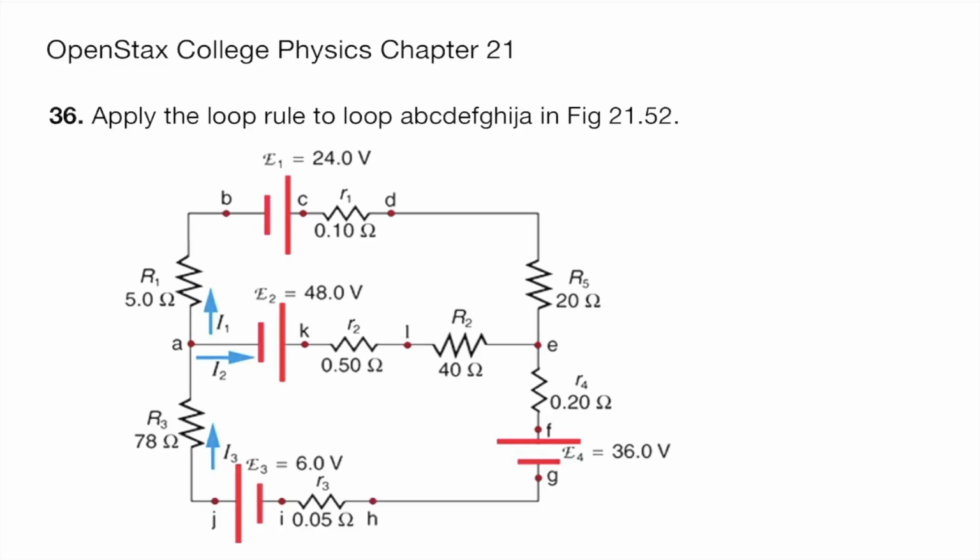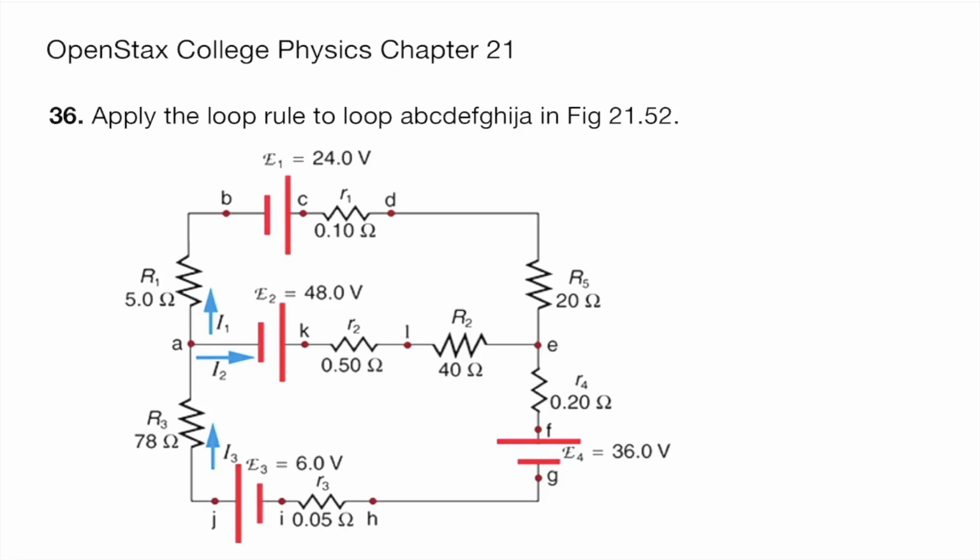Welcome! In this video, we are going to look at problem 36 from chapter 21 of College Physics by OpenStax. Okay, we need to apply the loop rule to the big outer loop of this circuit.